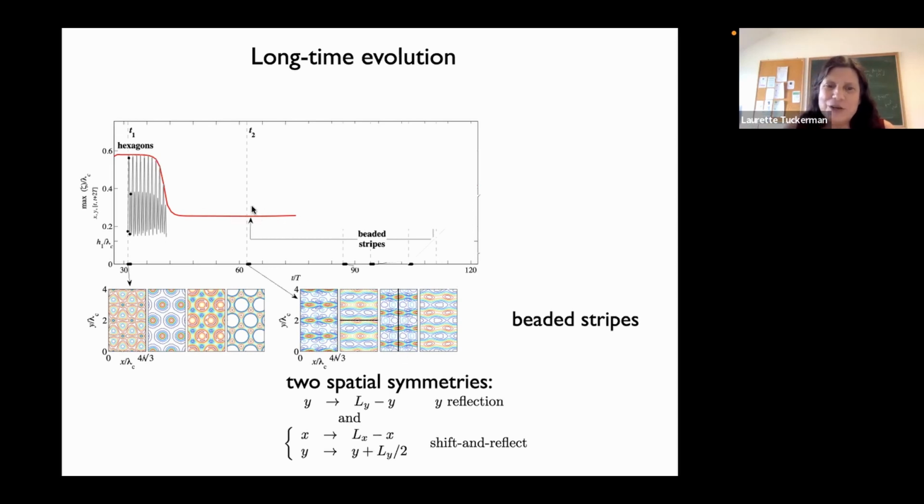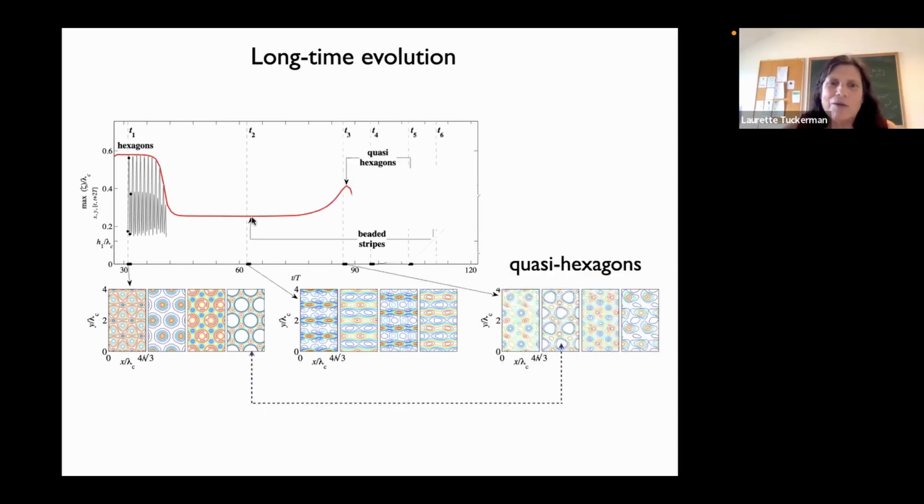But Nicolas continued, because that's his nature. And what did he see? Beaded stripes, which looked as though they were going to stay around forever, became something different, which we ended up calling quasi-hexagons. You wouldn't necessarily call these hexagons if you didn't see the resemblance with the original hexagons. Here you have a white thing that's surrounded by 1, 2, 3, 4, 5, 6 patches. But you can see it's not hexagonal. It doesn't have that 6-fold symmetry.